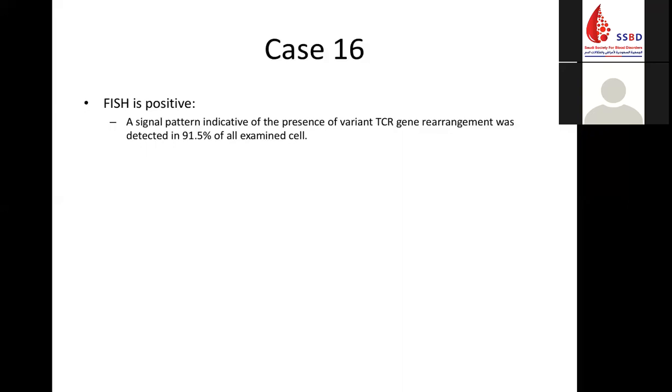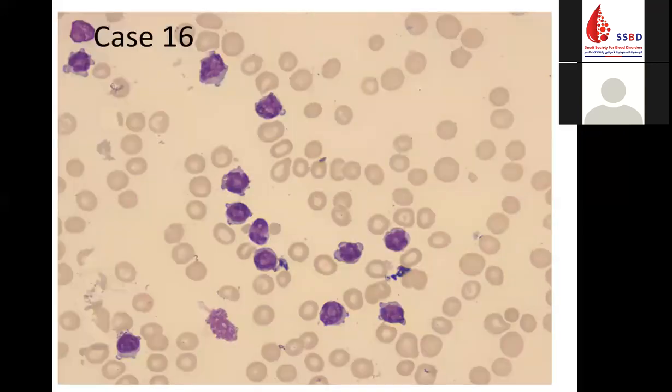The patient was found to have TCR gene rearrangement by FISH, and he was diagnosed as T-cell prolymphocytic leukemia. This is a very characteristic morphology for T-prolymphocytic leukemia. Always remember it. Small cells, cytoplasmic bleb, prominent nucleoli, clumped chromatin, very small cells.